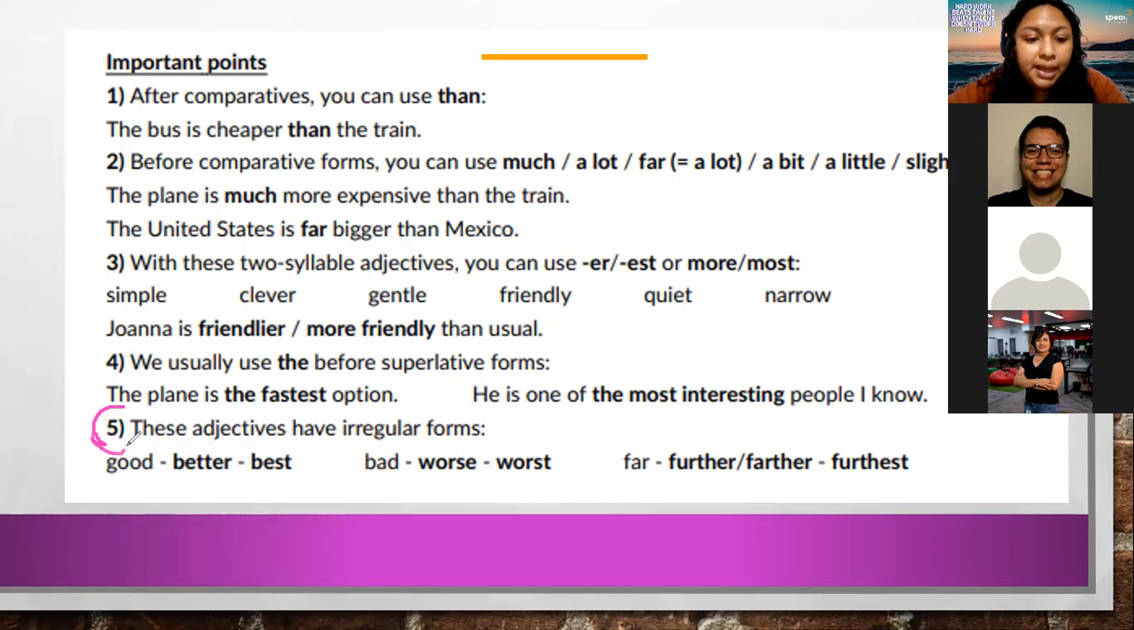Okay, so we have adjectives that are irregular. We just have to memorize their forms. They don't make sense. There's not a rule I can apply. So I think we're very familiar with these two. Now we're going to focus on this one: far, further, and farther. Why do we have 2 options? Do you know why, or have you heard something before? Do you recall something?